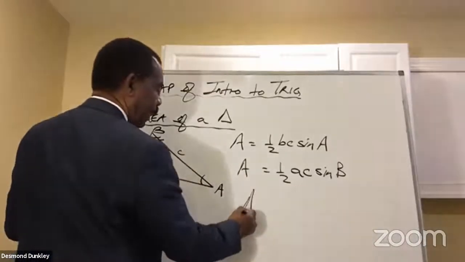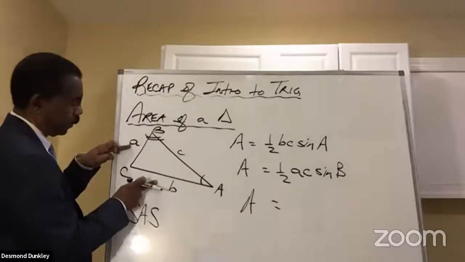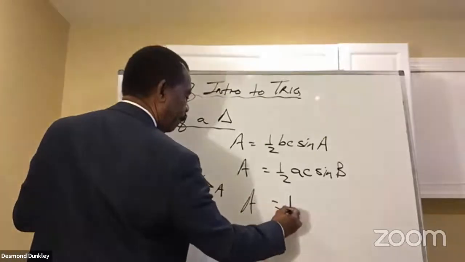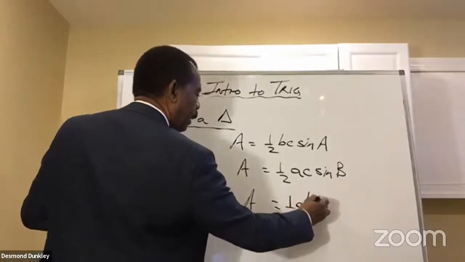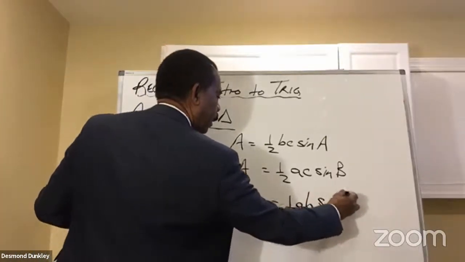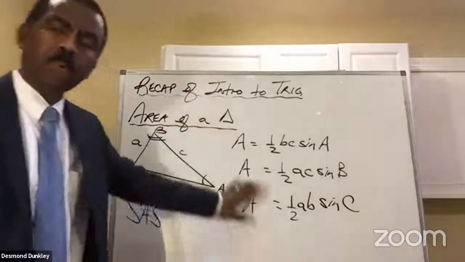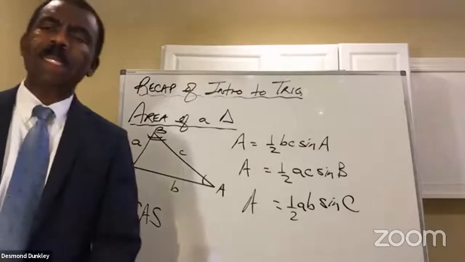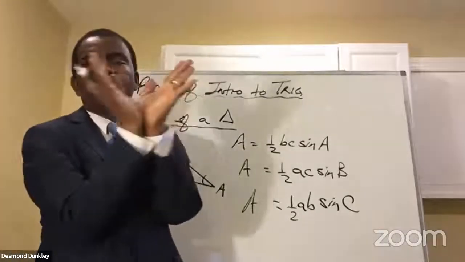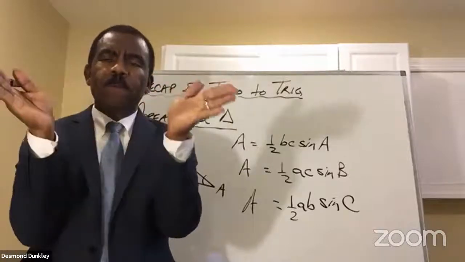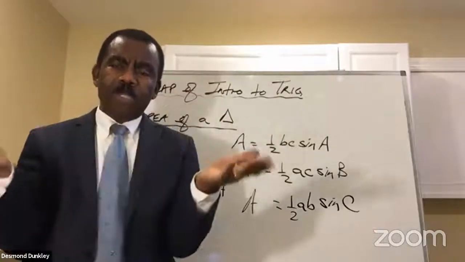So the last one will be area equal to, using these two sides and this angle, we have a half AB sine C. So for you to use this approach, half AB sine C, you must be able to determine two sides and the angle between the two sides. If you can't determine them, you're stuck.